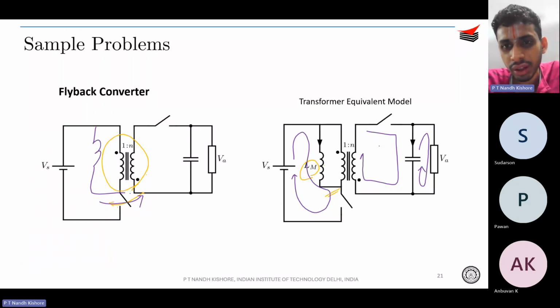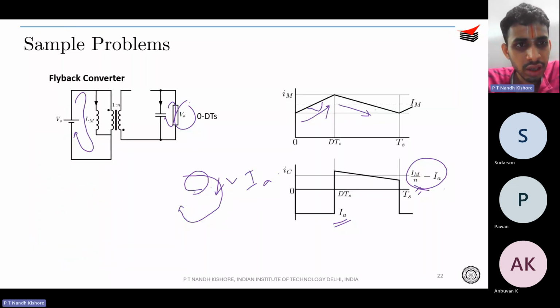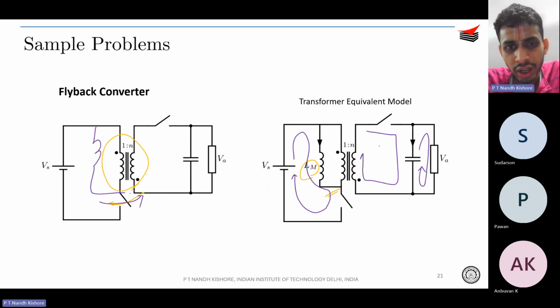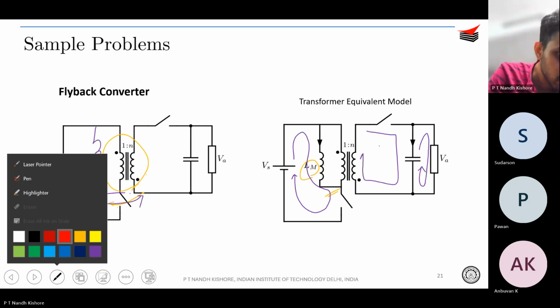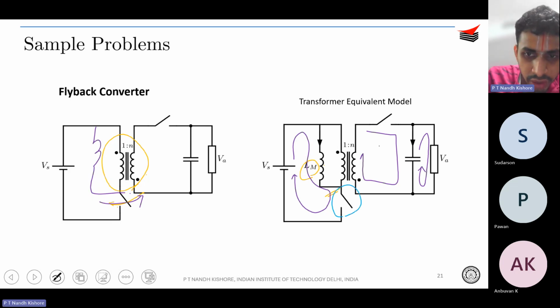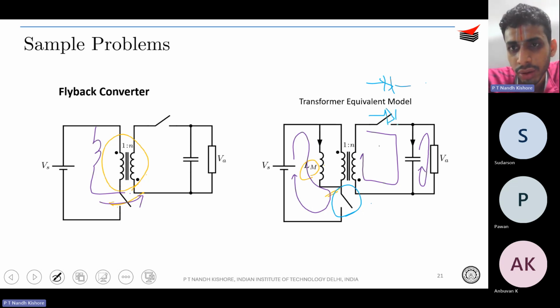Just draw the circuit with magnetizing inductance. Once you have drawn it, you know that there are two switches in a flyback converter, right? This is your main switch, and this is of course your freewheeling diode. It is to be a diode. Draw the circuit.